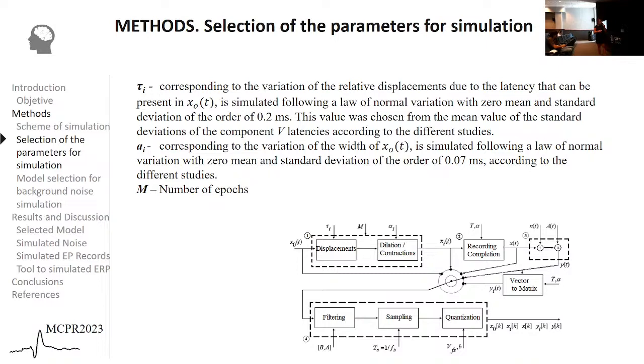Alpha I, corresponding to the variation of the width of X0, is simulated following a normal variation with zero mean and standard deviation of the order of 0.07 milliseconds, according to different studies too. M is the number of evokes for the simulation.